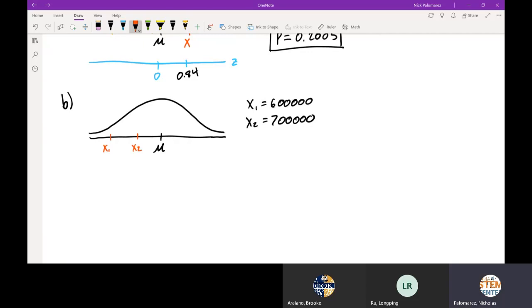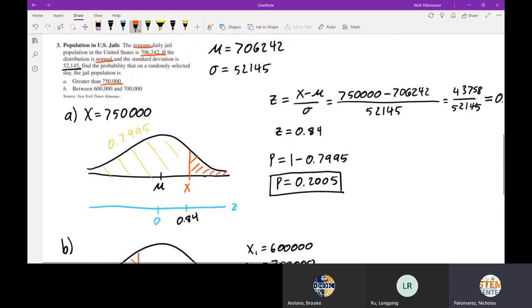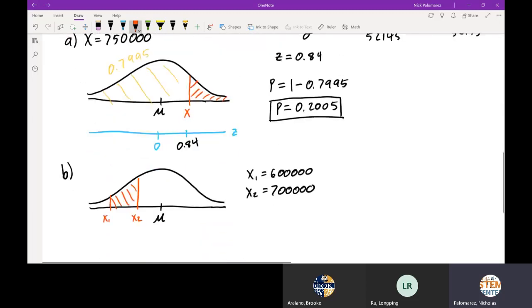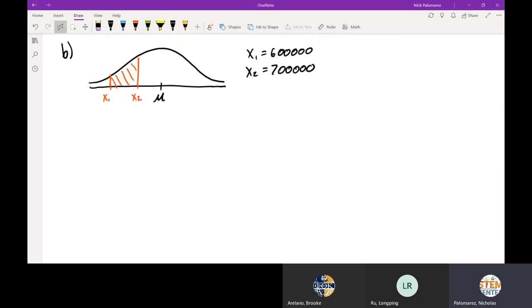It doesn't matter too much where precisely you put them, as long as they're on the same side of the mean, it should be fine. And what we're looking for is the area between them, because we want the probability that the population is between those two values. So we're going to have to do our z transformation twice. We'll have two different z values, actually. Before we do that, we can stick the axis on there. Mu, again, corresponds to 0, and we'll have a z1 and a z2.